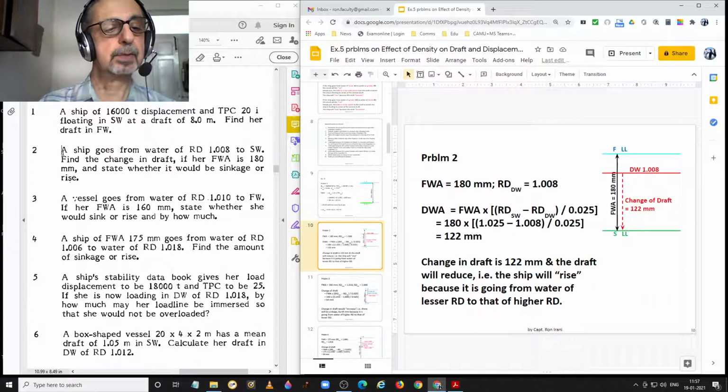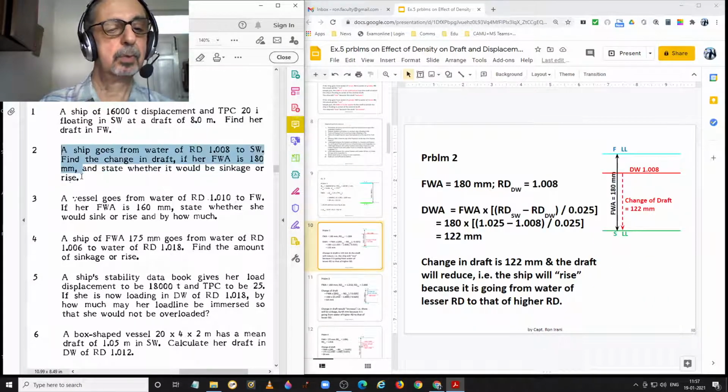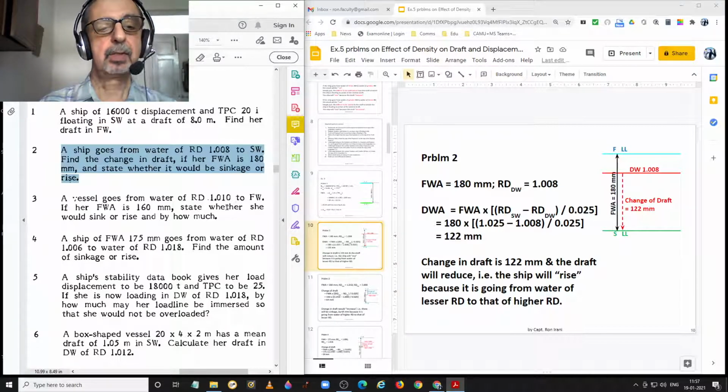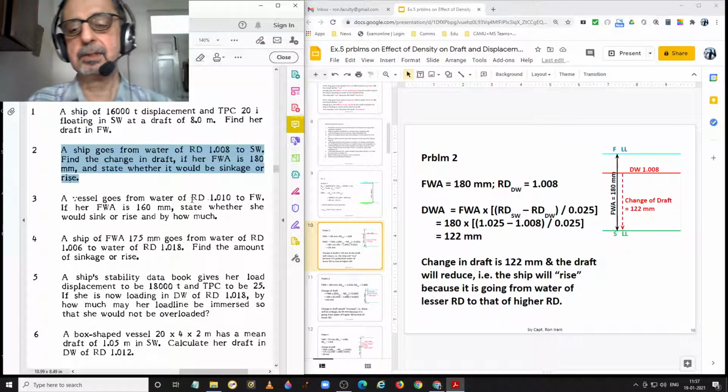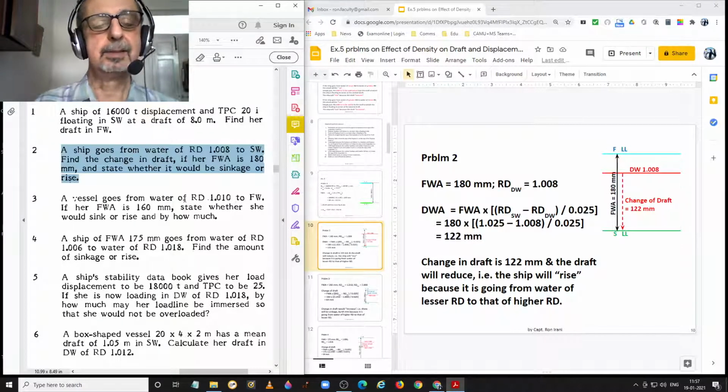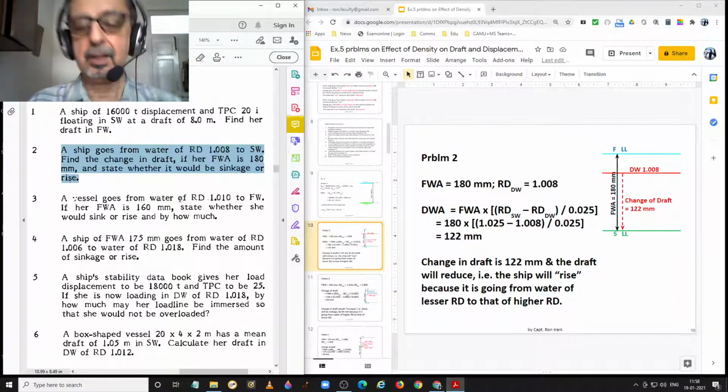Problem 2 states, a ship goes from relative density 1.008 to salt water. Find the change in draft if her freshwater allowance is 180 millimeters, and state whether it would be a sinkage or rise. She is going from water of lesser relative density to water of greater relative density. In other words, the ship will rise because the draft will reduce.